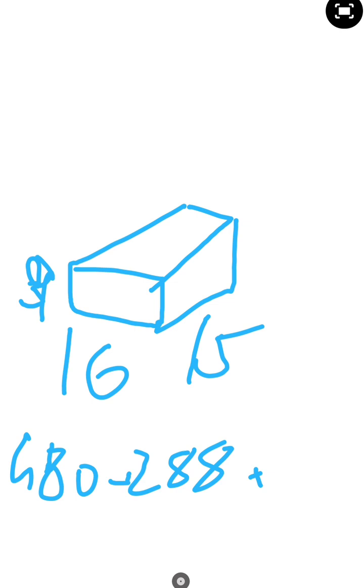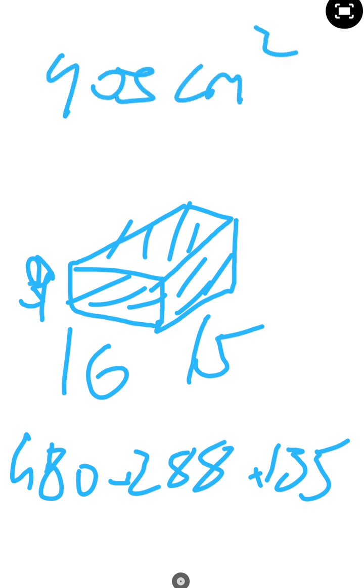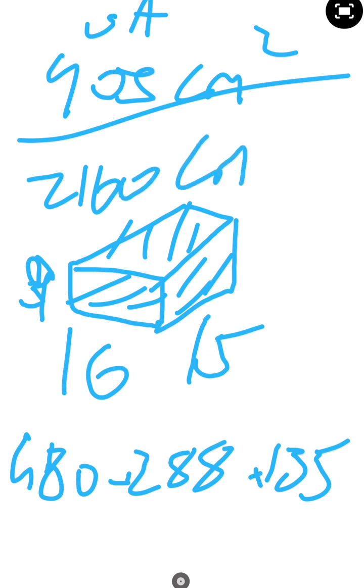Add 15, so we've done front, top, and we do 15 times 9, which is 135. Add them all together, gives us 903 centimeters squared. And we'll just finish this off with a volume. We do 16 times 9 times 15 to get 2160 centimeters cubed.